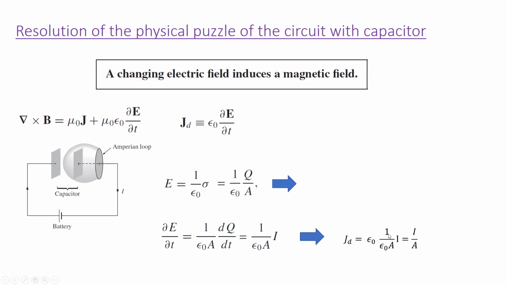So the epsilon naughts cancel, and we just get I over A. So the displacement current would just be the current that's flowing into here distributed over the area of the plate, which is exactly what we would imagine as the current density, the current per unit area.